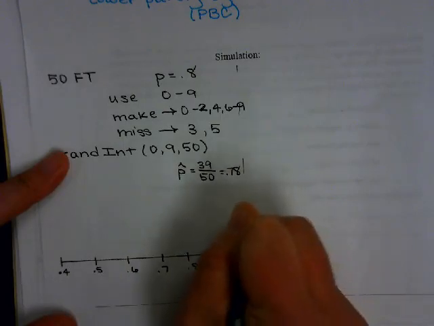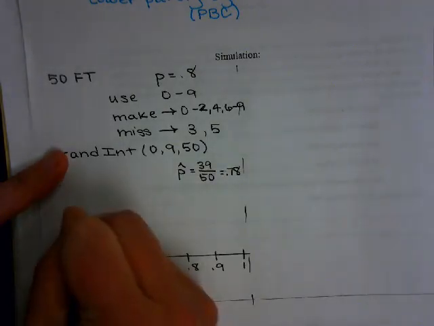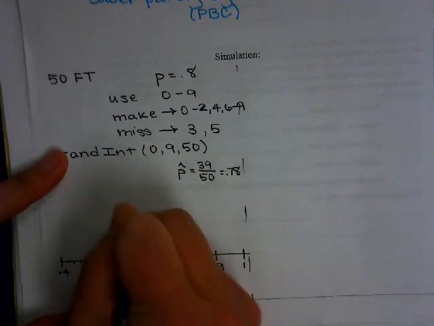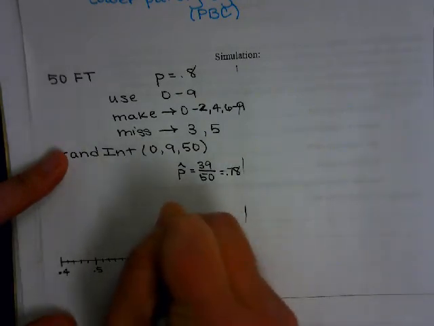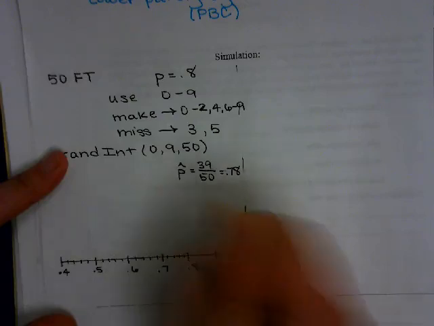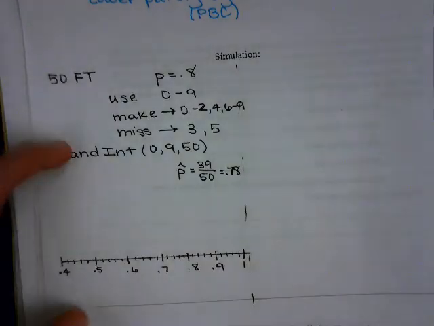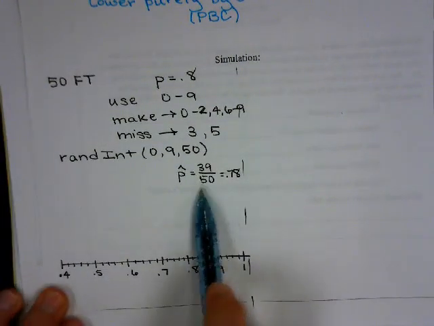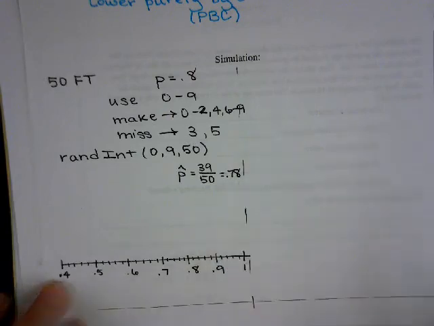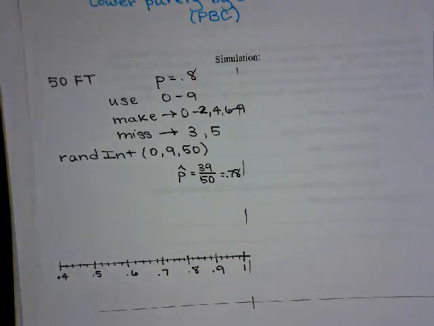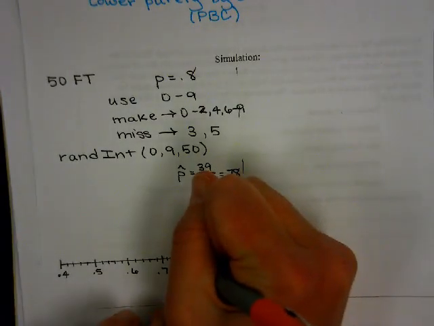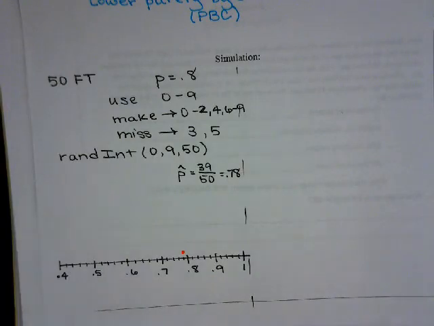All right, so I'm gonna call on you guys. You should hopefully have your p hat. Mine was 39 out of 50, which is 0.78. So I'm gonna put a dot on our dot plot. Sam, what was your p hat? Jillian? 0.76.